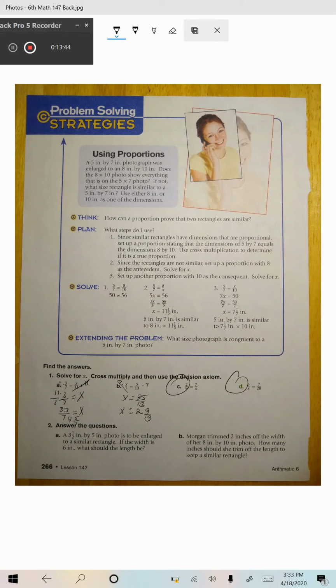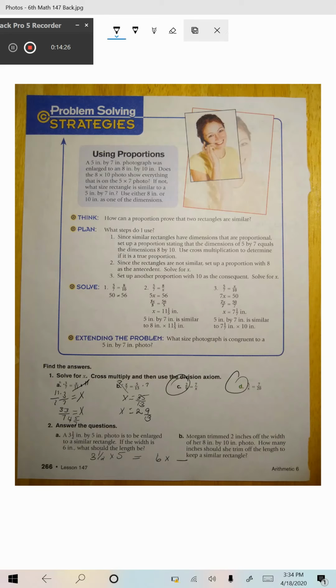Let's look at the first story problem. So you have a 3.5 inch by 5 inch photo, and you want to enlarge it to a similar rectangle. If the width is 6 inches, what should the length be? Wow. So this is, it's a 3.5 times 5, and we want that to equal 6, because that's the width, the first one, times something.